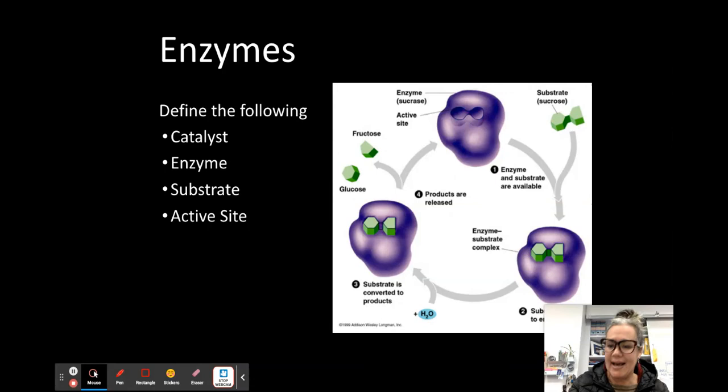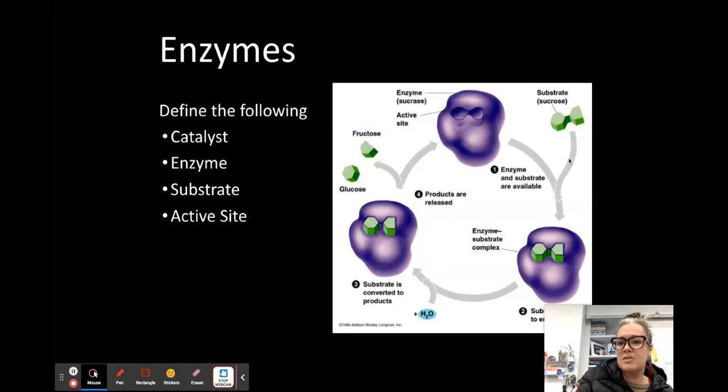Enzymes are catalysts. They help a reaction happen more easily. In this example, this is an enzyme called sucrase that's going to break apart sucrose. The substrate, which is the material that's going to be acted on by an enzyme, is called sucrose. That's a sugar, right? Table sugar. We talked about that. And your body has an enzyme called sucrase. I'm pretty sure it's even in your spit, though I might be wrong. If not, it's in your digestive juices.